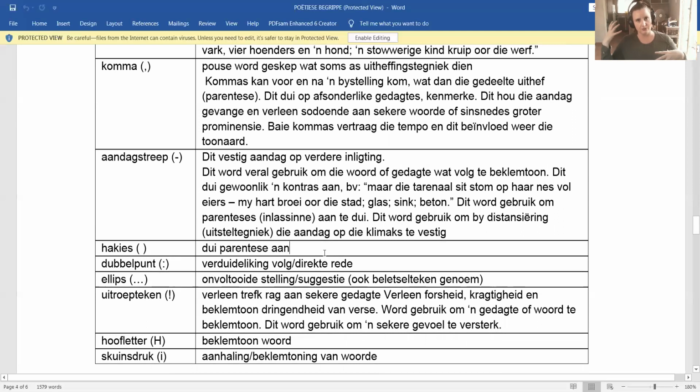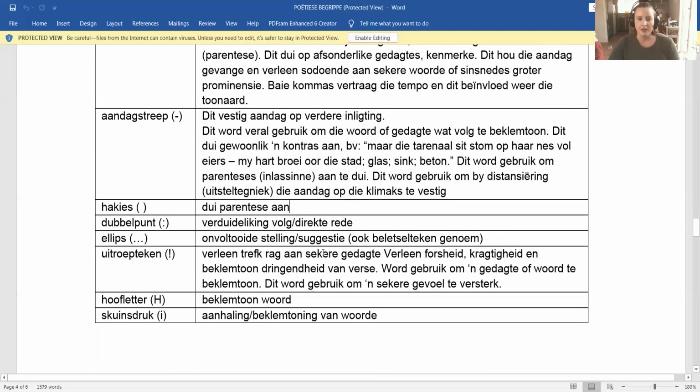Hakies, again, give you a new thought. Doublemint means there's an explanation that's going to follow. There's going to be directe rede. We've spoken about directe and indirecte rede, okay? Ellipse is when it suggests that there's still more to say, or you have to think for yourself and imagine what the rest of it is.